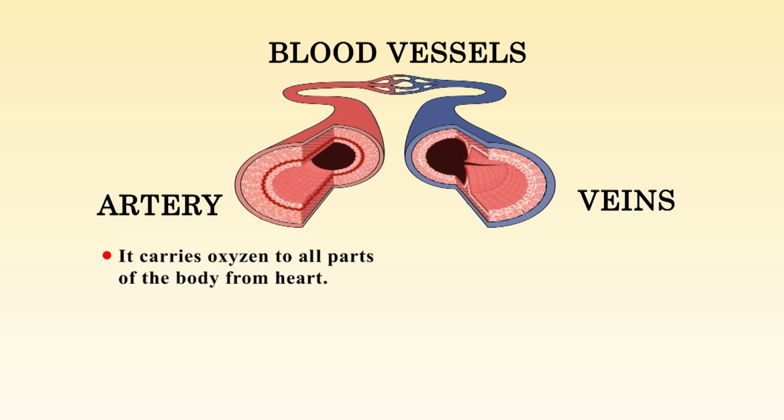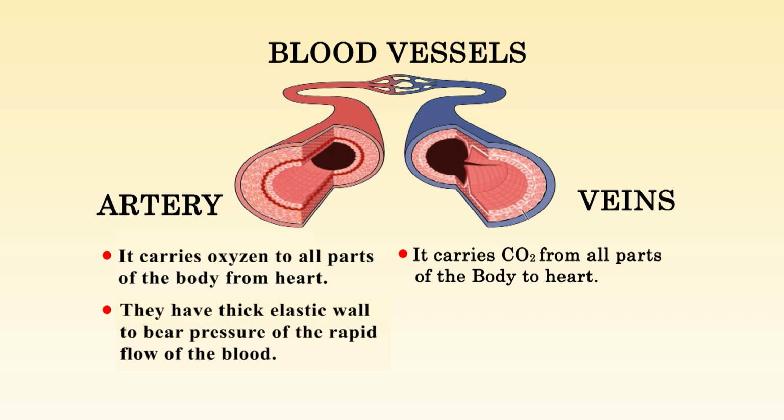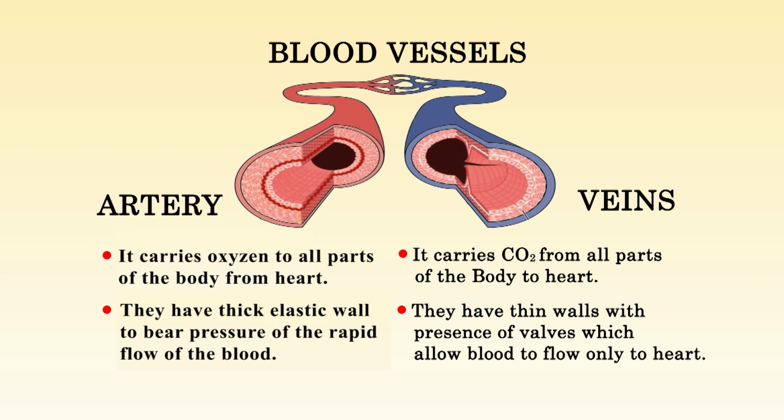Arteries carry oxygen-rich blood from the heart to all parts of the body. And veins are the vessels which carry carbon dioxide-rich blood from all parts of the body back to the heart. Arteries have thick elastic walls to bear the pressure of the rapid flow of blood from the heart. Veins have thin walls, but the presence of valves allows the blood to flow only towards the heart.